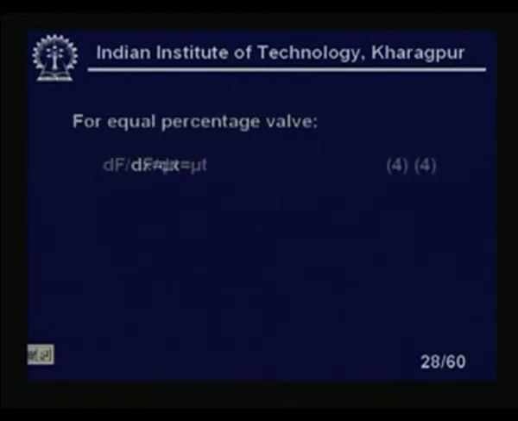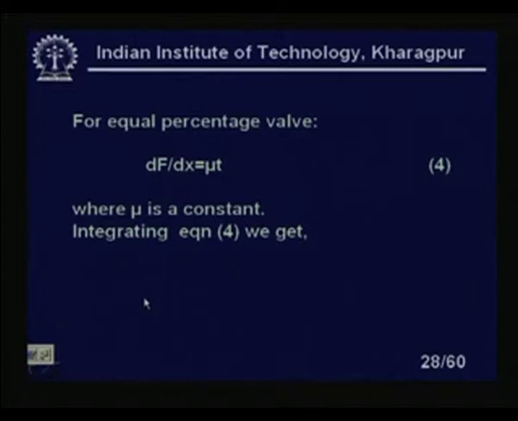So f equals x, that means for any position, f by x is always a constant. Please note, for any position, if you divide the amount of flow by the position, the gain will be constant. So it is the linear valve. Now the equal percentage valve is slightly different. We define the derivative of f with respect to x, that is, the derivative of the fraction of flow with respect to the fraction of the stem position, as mu into f, where mu is a constant.